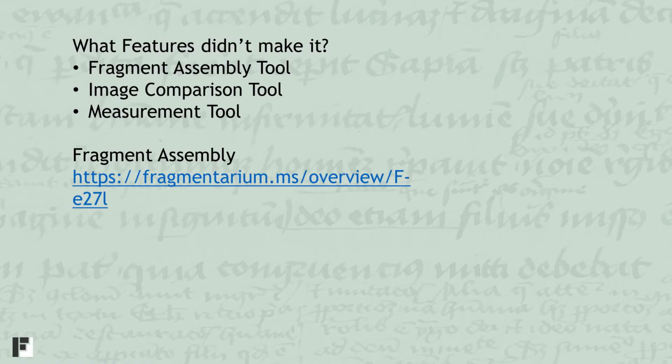So, okay, that's a big feature that made it. What things didn't make it? Real quickly, to show you what didn't happen, there were three things: the fragment assembly tool, the image comparison tool, and the measurement tool. There was a whole bunch of other cool tools that we wanted to have.